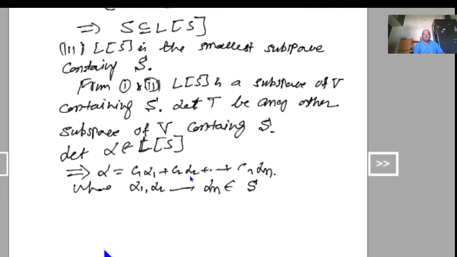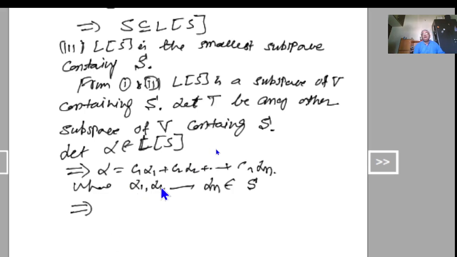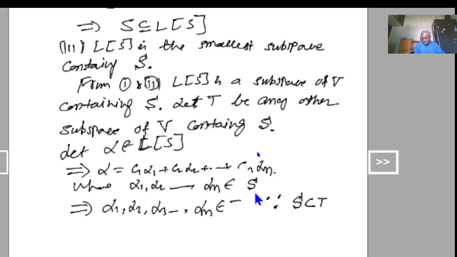As alpha 1, alpha 2, alpha 3, alpha n belong to S, this implies alpha 1, alpha 2, alpha 3, alpha n also belong to T, because we have taken T to be a subspace containing S. That is, S is a subset of T. As these elements belong to S, they belong to T also.